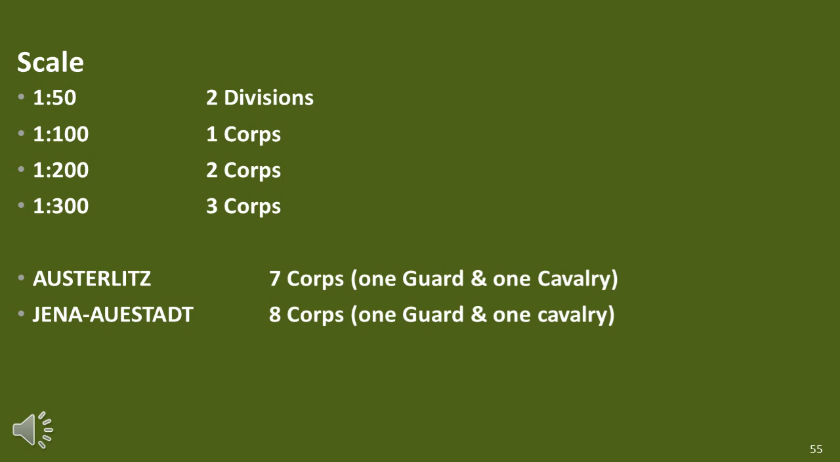At the scale of 1 in 100, that's 100 men per figure. That seems to be a good building block scale to use, which you'll then have to modify accordingly. This shows a typical corps using a scale of 100 to 1 for infantry, 80 to 1 for cavalry, and 8 to 1 for artillery.